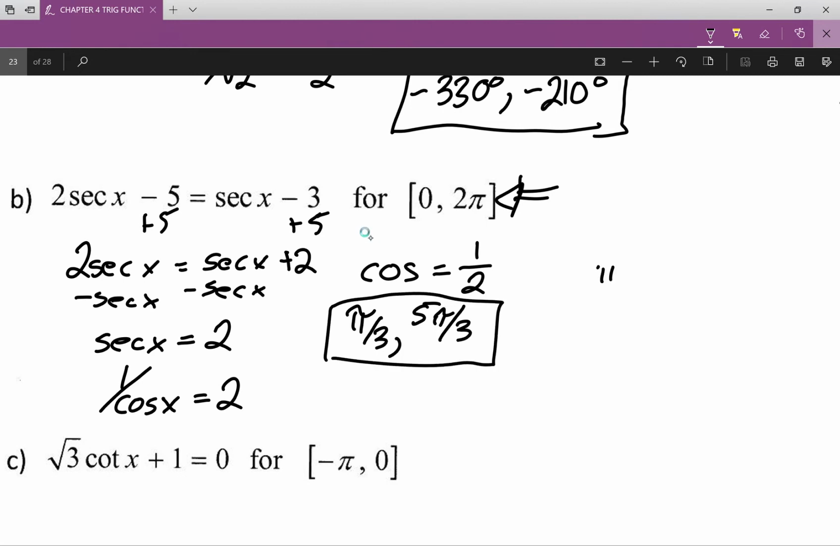Then for the general form, it would be pi by 3 plus 2 pi n, again representing every rotation, and then 5 pi by 3 plus 2 pi n. And again, we have to remember that n is in the set of integers.